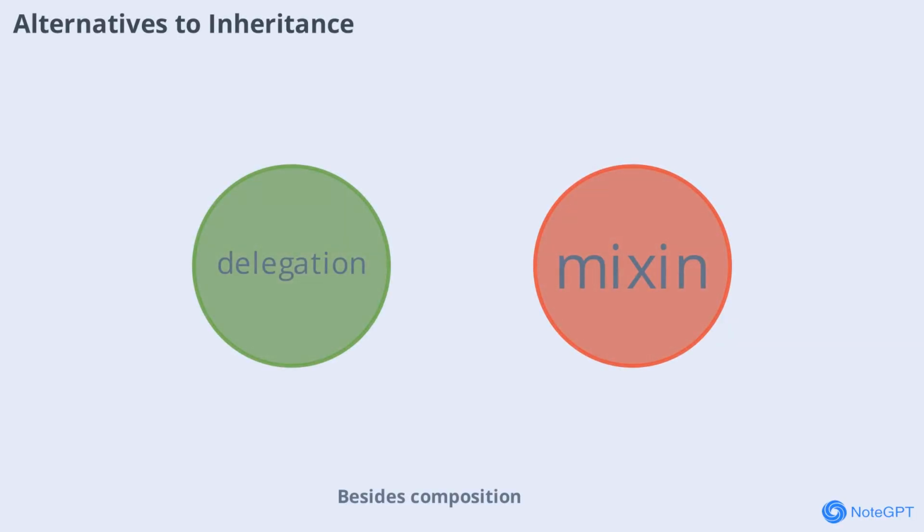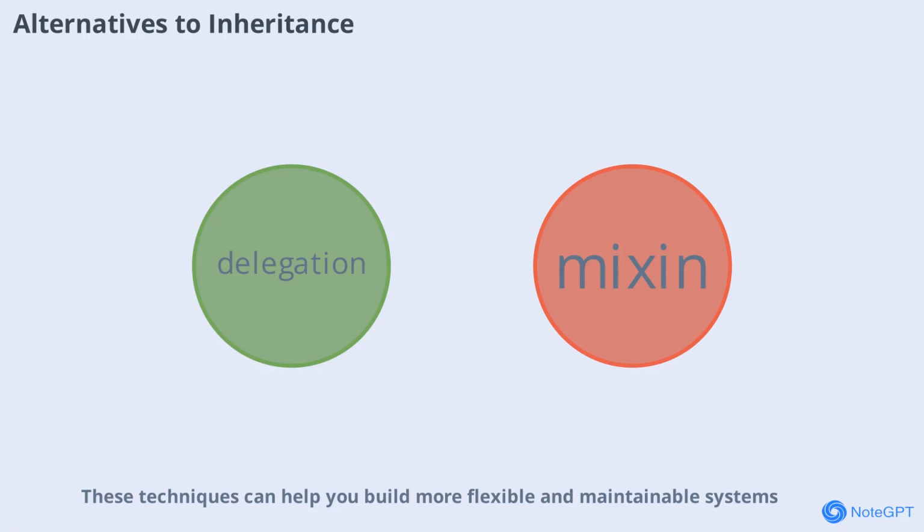Besides composition, other alternatives to inheritance include delegation and mixins. Delegation involves passing responsibility for a task to another object, while mixins allow you to add functionality to classes without using inheritance. These techniques can help you build more flexible and maintainable systems.